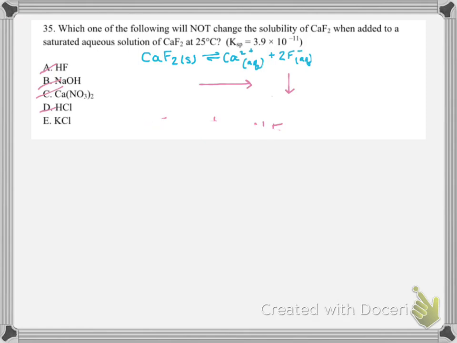And this leaves us with potassium chloride. And so potassium and chloride aren't in our equilibrium. And also they're just spectators. They're not going to react with calcium or fluorine and pull them out of this top equilibrium. They're just going to float around and observe from afar. Okay, so E is the correct answer.